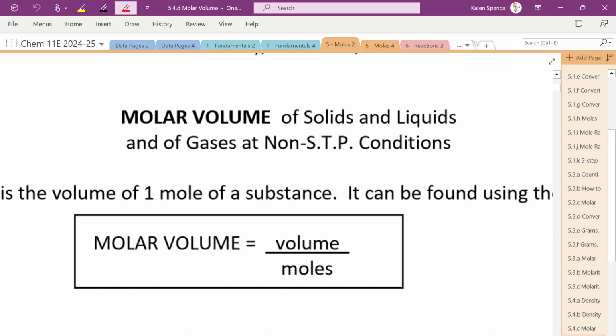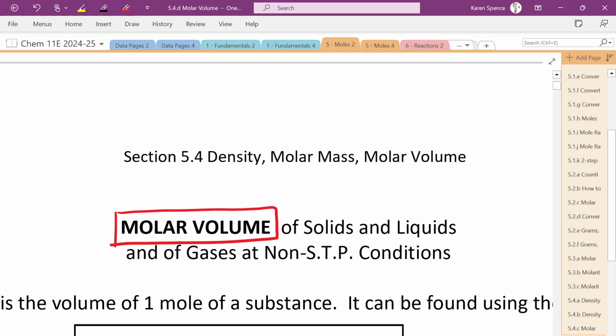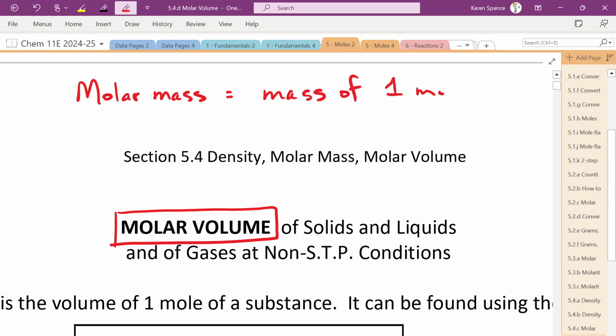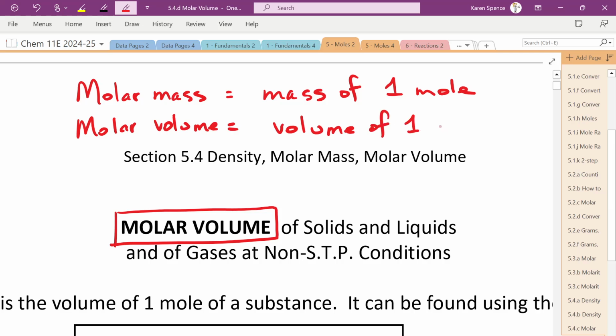What do you think molar volume means? You know what molar mass is. Yeah, how much volume 1 mole of the substance takes up. Yes, molar mass is the mass of 1 mole. Molar volume is the volume of 1 mole.